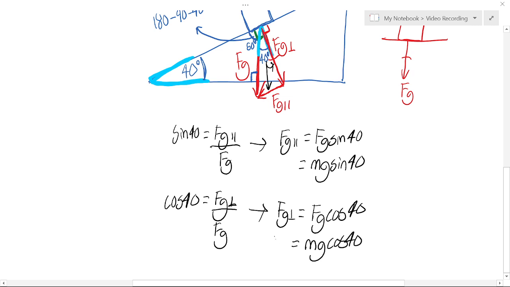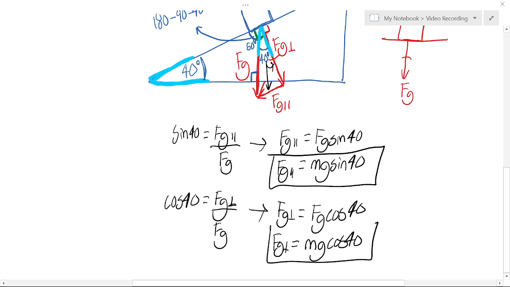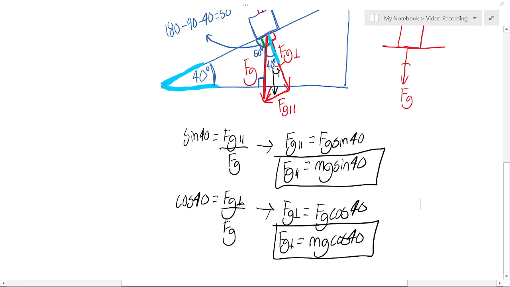Now obviously you'll have to replace the angle with whichever angle is appropriate in the problem, but this is an example of how you would find FG parallel and FG perpendicular in any inclines question. And these are going to be useful to you for solving any inclines question. Maybe not both of them in every question, but more often than not, you will need these to solve the problem.